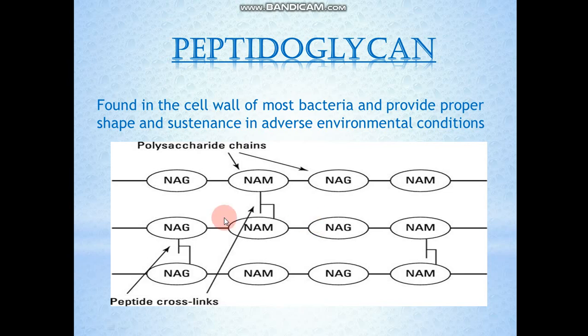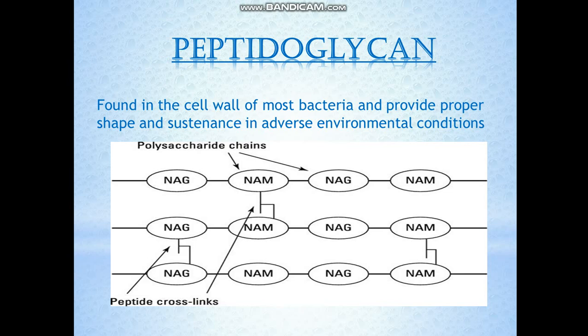Now the repeating unit will be alternate. N-acetyl glucosamine linked with N-acetyl muramic acid, N-acetyl glucosamine linked with N-acetyl muramic acid. This is how the chain goes. So bacteria attain their proper shape and withstand environmental conditions due to the presence of this peptidoglycan biomolecule. Clear?